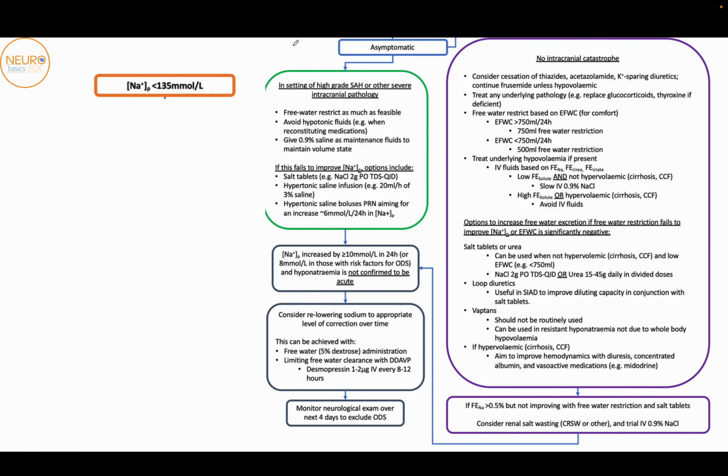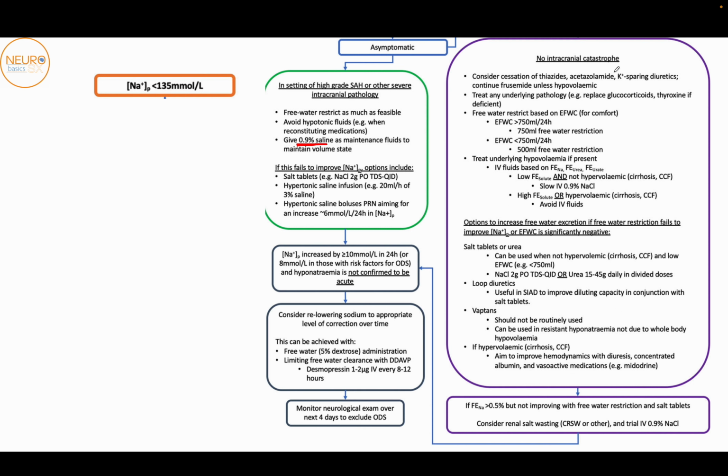On the other hand, if the patient is asymptomatic, that's when we need to consider, does the patient have an intracranial pathology or not? If the patient has an intracranial pathology, remember, we do not usually restrict fluid as much. So whatever is feasible, we will restrict. But the basic idea in patients with intracranial pathology and asymptomatic hyponatremia is to give them normal saline as a maintenance fluid to maintain the volume state. If that does not work, you can give them salt tablets or a hypertonic saline infusion.